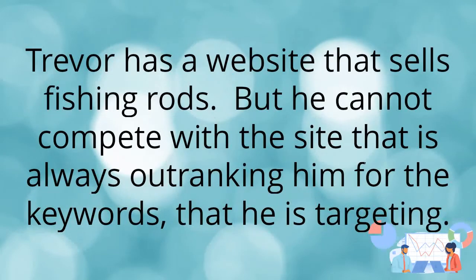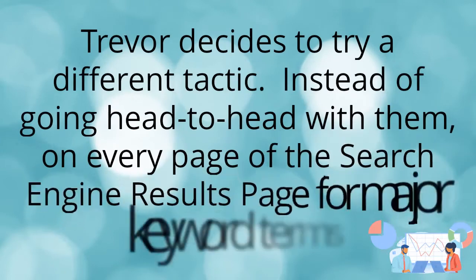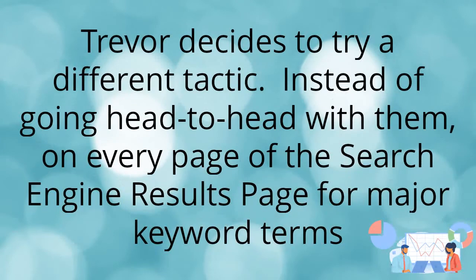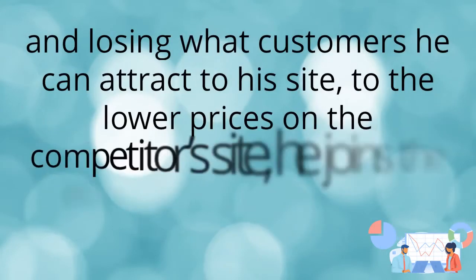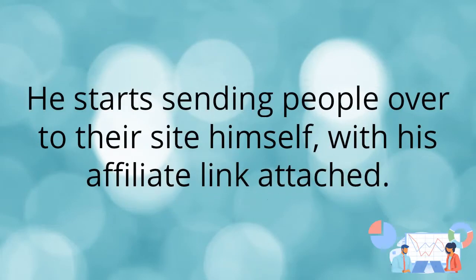Trevor has a website that sells fishing rods, but he cannot compete with the site that is always outranking him for the keywords that he is targeting. He also cannot compete with their prices. Trevor decides to try a different tactic. Instead of going head-to-head with them on every page of the search engine results page for major keyword terms and losing what customers he can attract to his site to the lower prices on the competitor's site, he joins the other company's affiliate program. He starts sending people over to their site himself with his affiliate link attached.